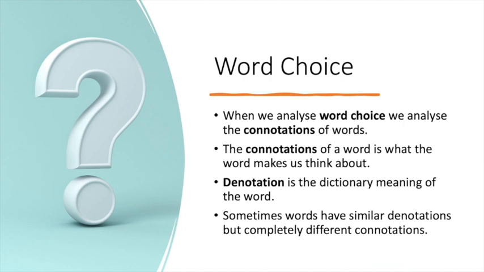Now so far that might sound a little tricky. Let's try and think about some examples, and this will hopefully help it become a little bit clearer. But just remember, a denotation is actually what the word means, what you would find if you look the word up in a dictionary. Connotations are what the word suggests or what it makes you think about.